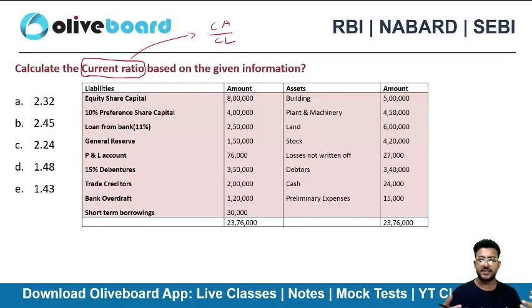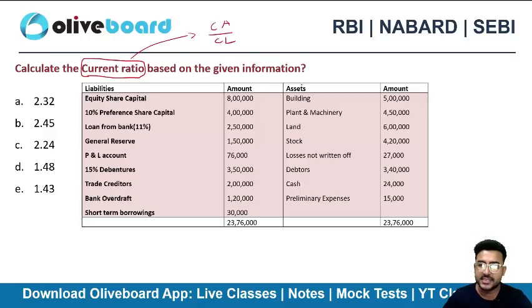Now, what are my current assets? Those assets that I'll be realizing within 1 year, right? I'll be getting benefit from these assets within 1 year, and current liabilities means those obligations that I need to pay within 1 year, right?